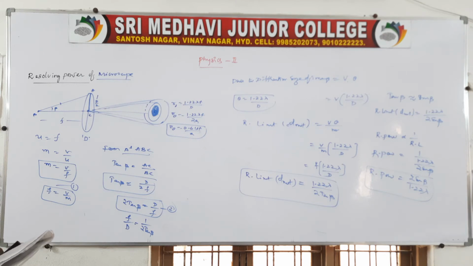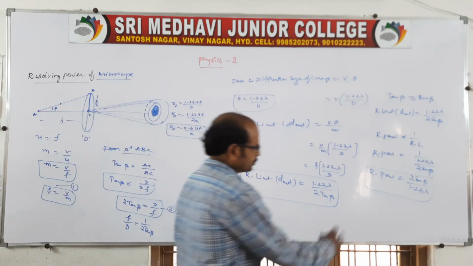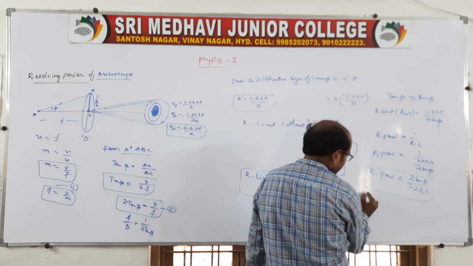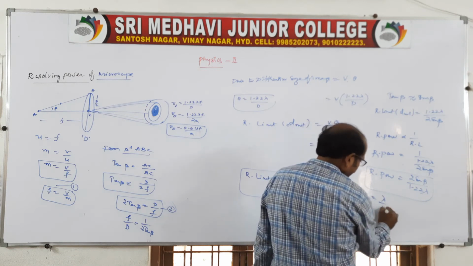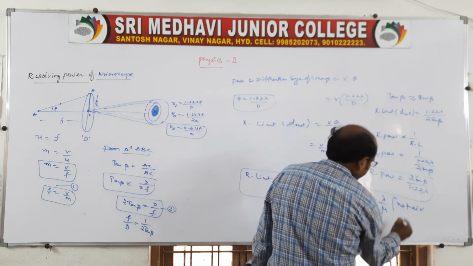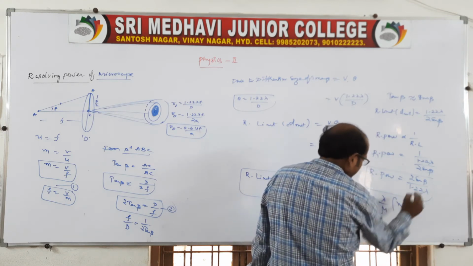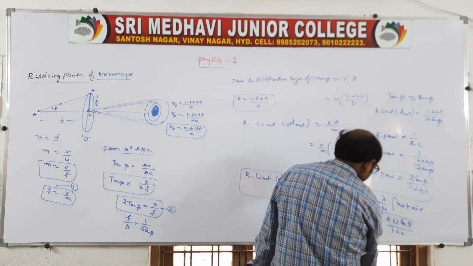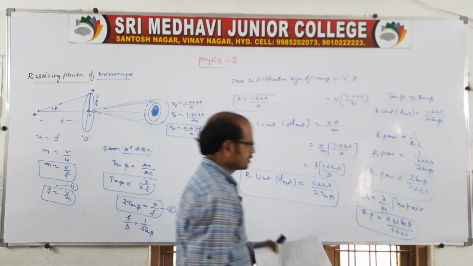Suppose the lens is placed not in air. Suppose I would like to tell you the lens is placed in a different medium, so for that medium we can say lambda dash, or lambda is equal to lambda by mu. So instead of lambda you say lambda by mu, it is not in air. So resolving power is equal to 2 mu sin beta by 1.22 lambda.